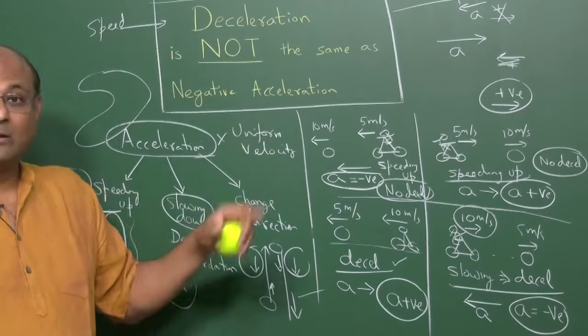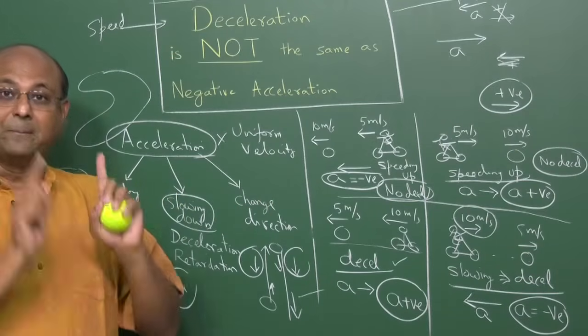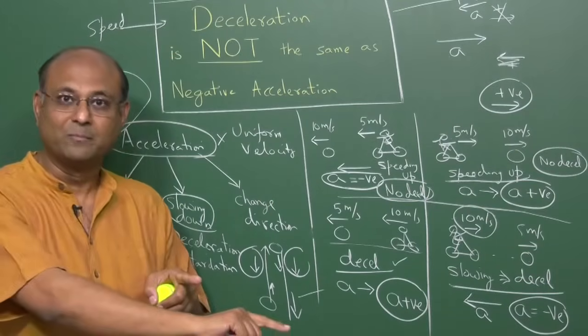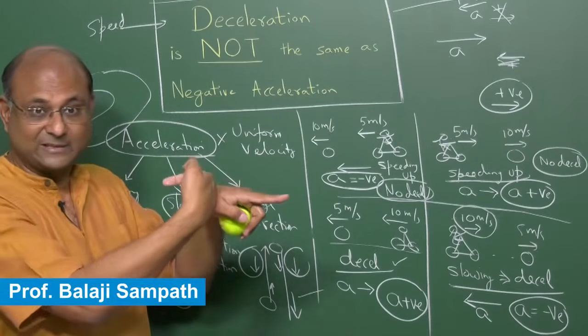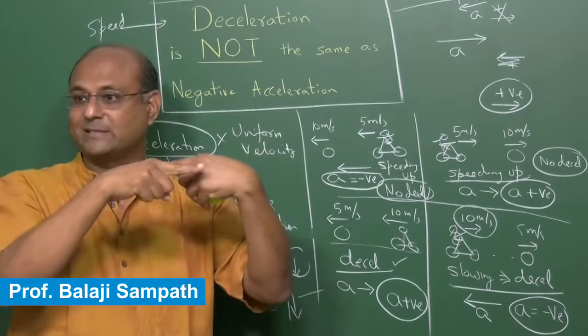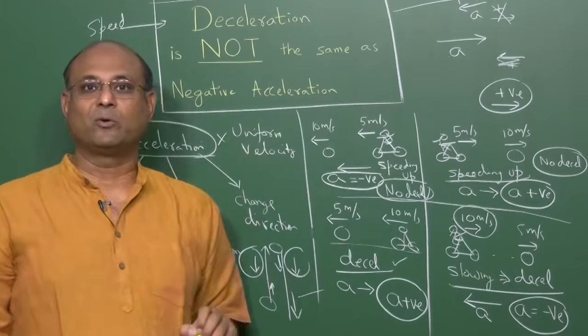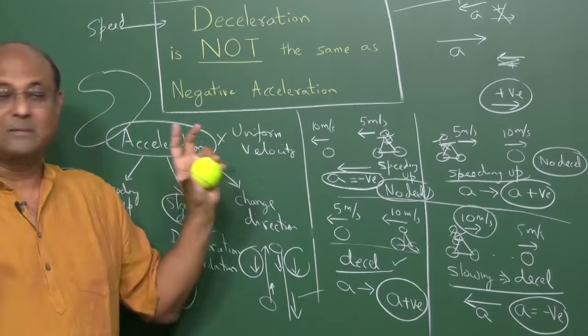So if I tell you an object is decelerating, it means the object is slowing down. If velocity is this way, acceleration is that way. Velocity is that way, acceleration is this way. That's what you will conclude. So I hope this is very clear. Keep this in mind.